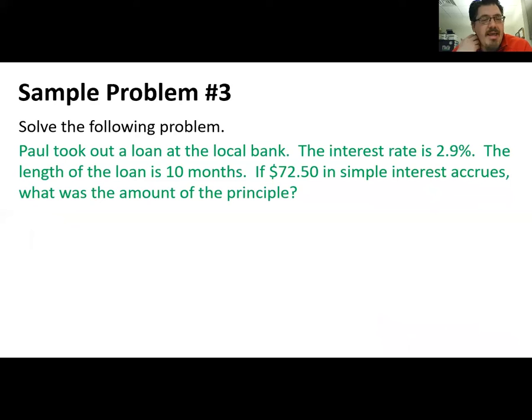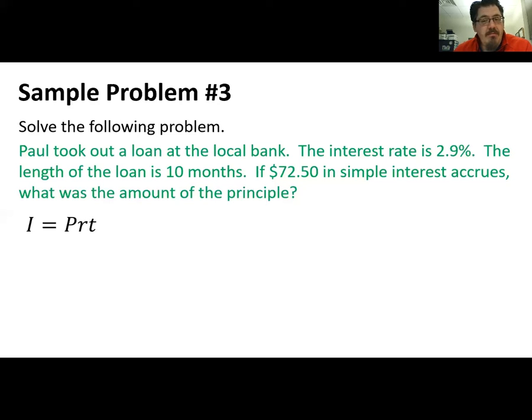All right, let's look at another sample problem. Okay, this time Paul is taking out a loan at the bank. The interest rate is 2.9%. The length of the loan is 10 months. $72.50 is the amount of interest that accrues. We want to figure out what the principal amount is. So we're kind of using the formula in reverse this time rather than figuring out what interest is. We know what the interest is. We want to figure out what the original principal amount was.